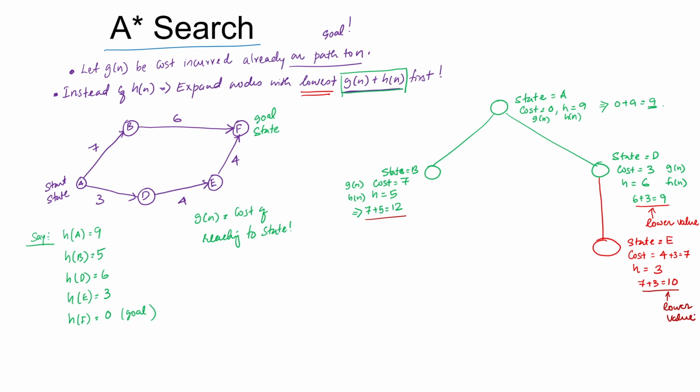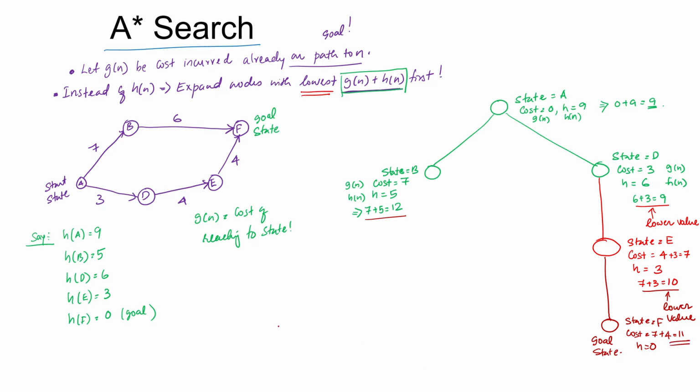Since it is the lower value, what will happen? Now, you will expand on this. From E you can go to F. So, we come here, state equal to F, cost is equal to 7 plus 4, that is 11, H is equal to 0 and here you reached your goal state. And the total cost that you reached.